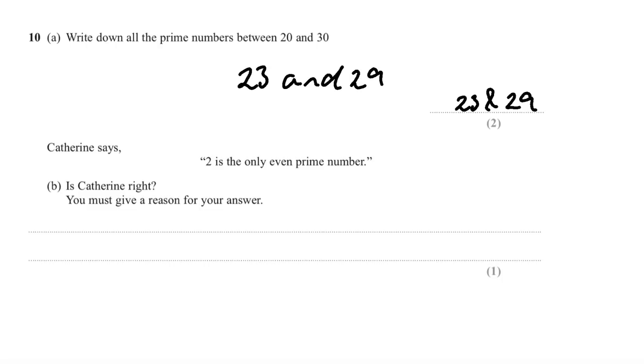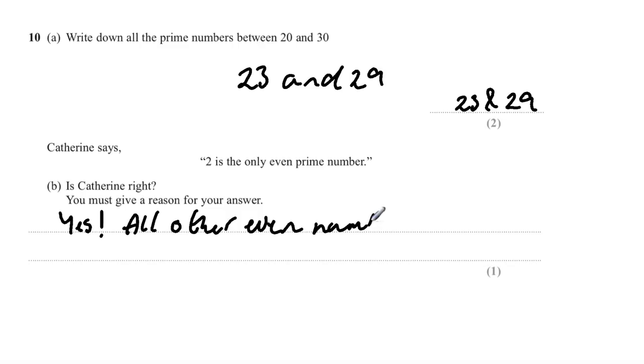Catherine says 2 is the only even prime number. B, is Catherine right? You must give a reason for your answer. Yes, Catherine is right. That's because all other even numbers have 2 as a factor.